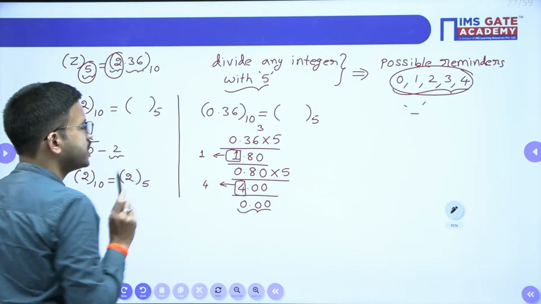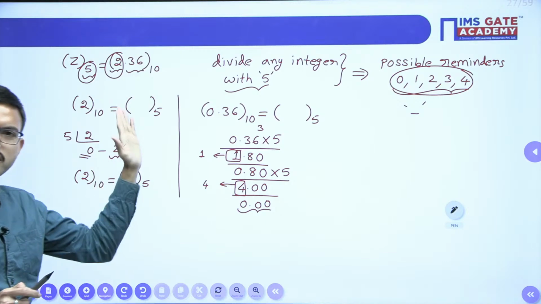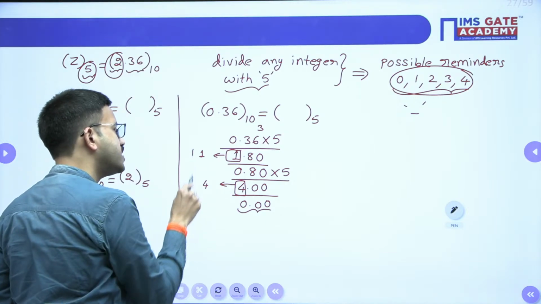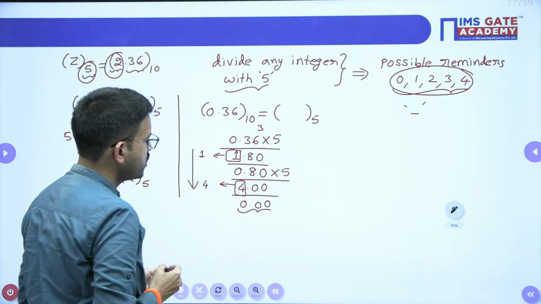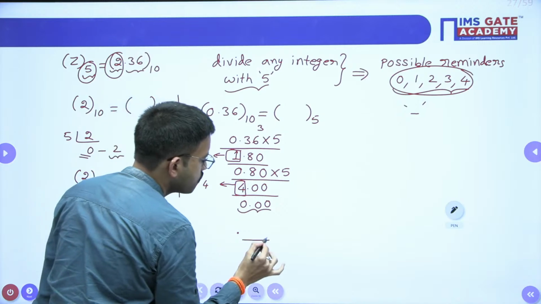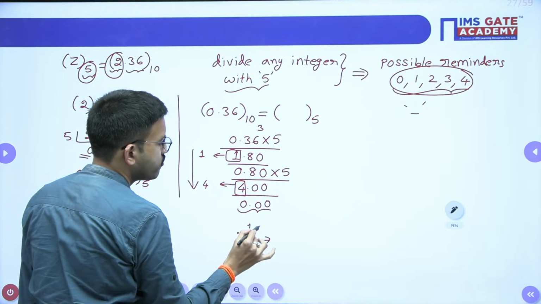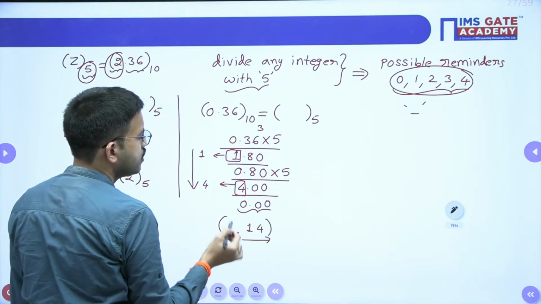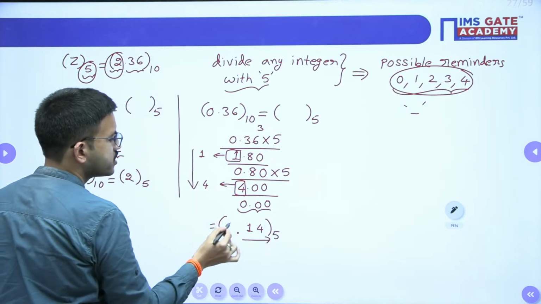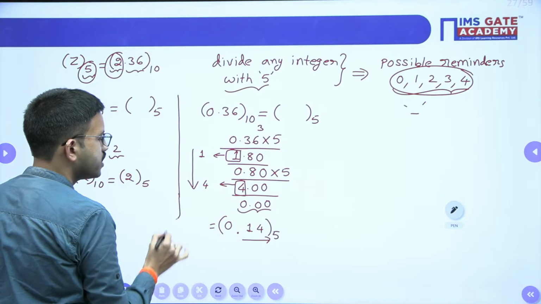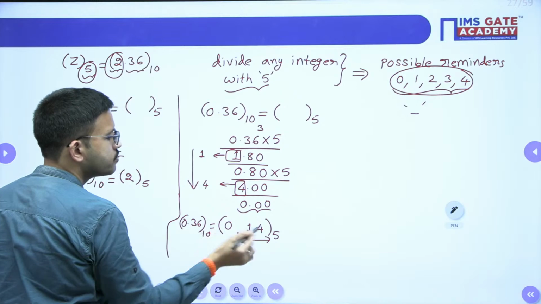Okay, so in the integer part, whatever remainders you get, we will consider in the reverse order, whereas here, whatever integers you get, you have to place after the radix point in the same order. After the radix point, we place them in the normal order. So in this case, we are getting 0.14, which belongs to base 5 number system, which is nothing but the conversion of 0.36. If you want, you can write that 0 like this. 0.36 base 10 is nothing but 0.14 base 5.